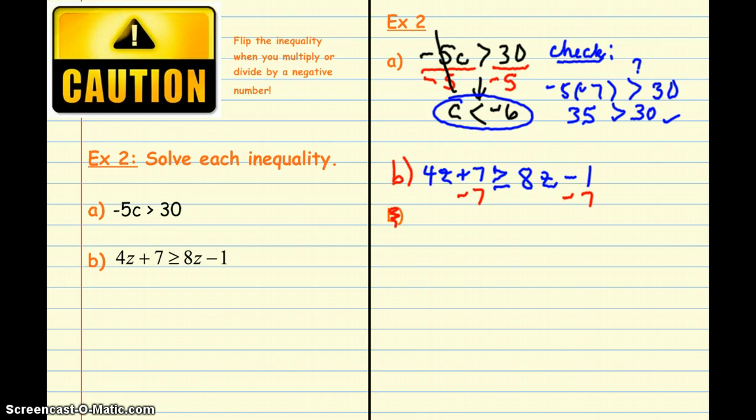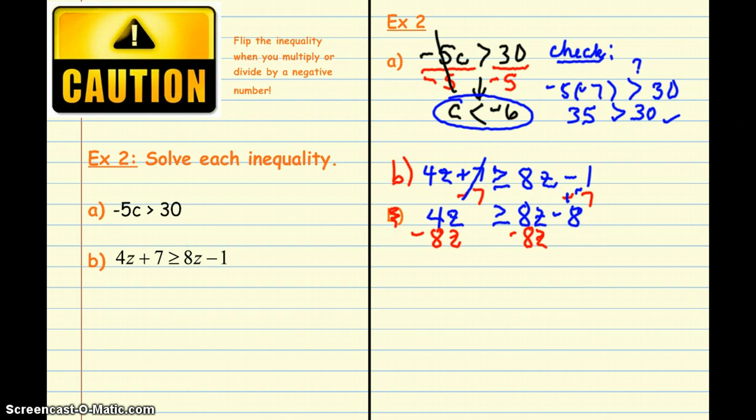So in this case, in doing so, the 7's cancel. I have 4z on the left is greater than or equal to 8z. And when you subtract a positive, it's the same as adding a negative. So negative 1 plus negative 7 is negative 8. And now because all we have is z on the left-hand side, I need to do something with 8z. Because it's positive, I'm going to subtract 8z from both sides.